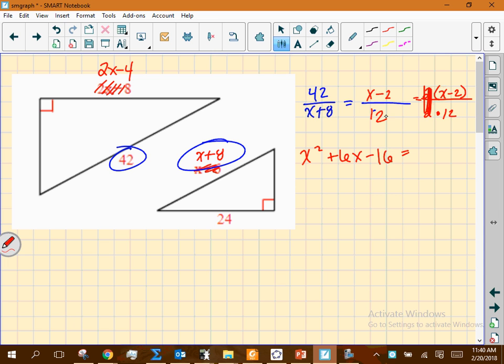Now I'm going to multiply these two things together. So what's 42 times 10? 420, right? What's 2 times 42? 84. What's 420 plus 84? 504, right? Now I'm going to subtract the 504 from both sides. So you get x squared plus 6x minus 520 is equal to 0. Is that all right? Okay.